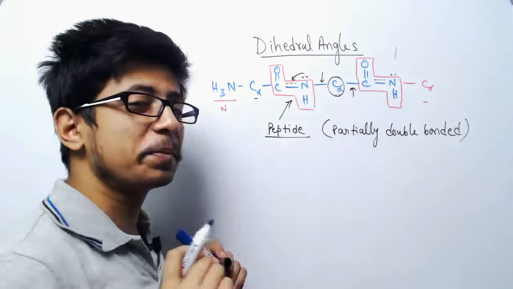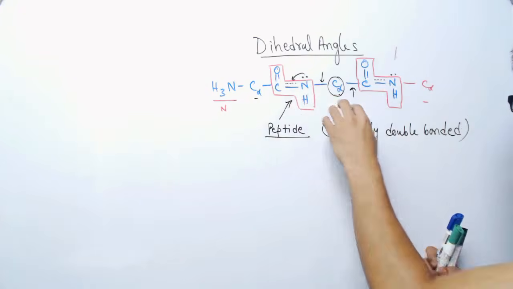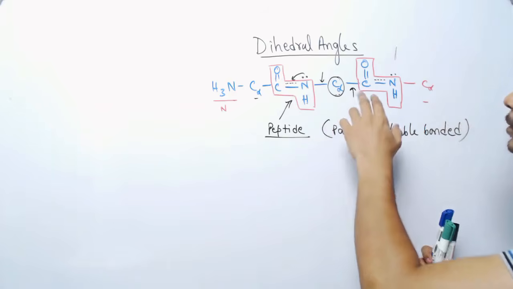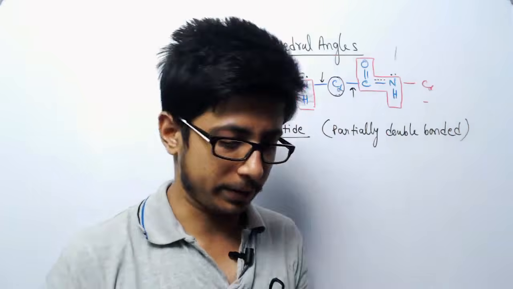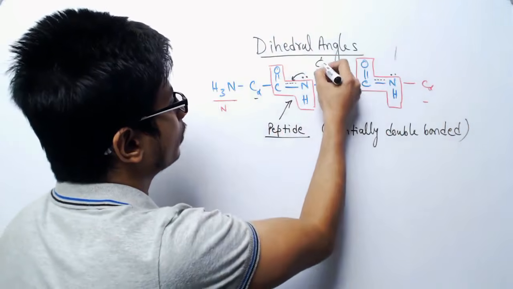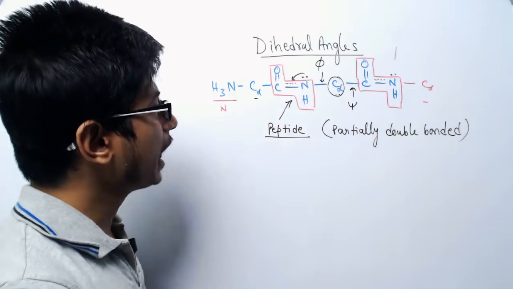And those bonds have specific names. Here the bond between the N-C alpha is known as the Phi bond, and the bond between C alpha and C is known as the Psi bond. So let me write them here. This is the Phi bond, this is the Psi bond. Two different bonds are there.